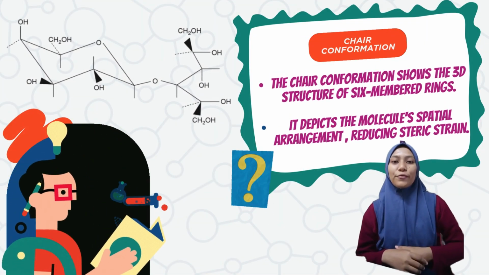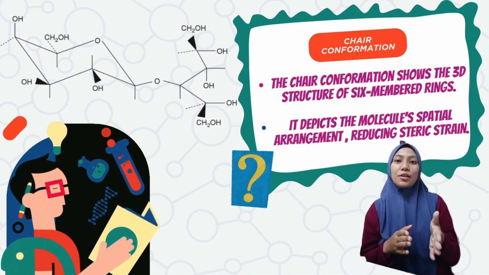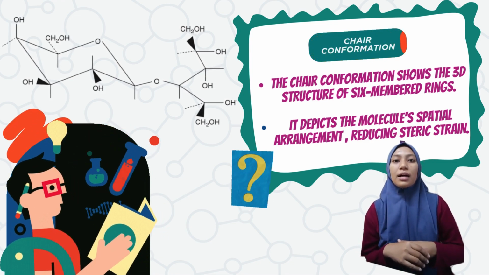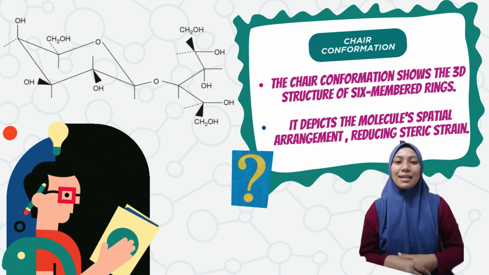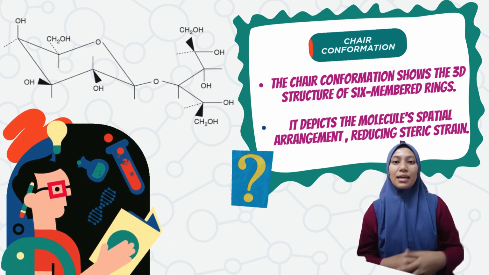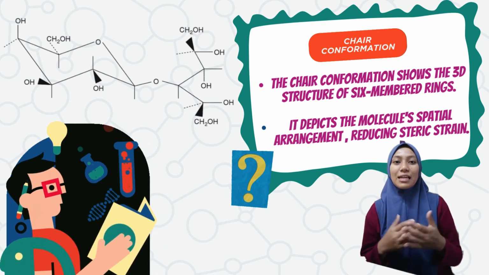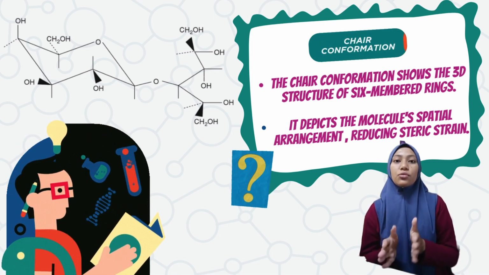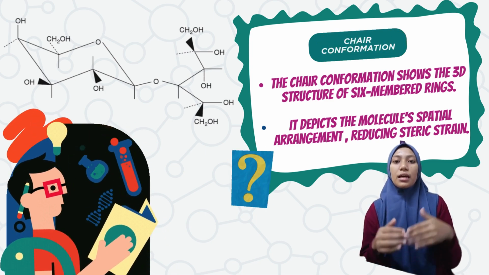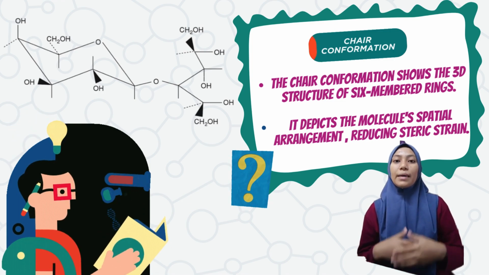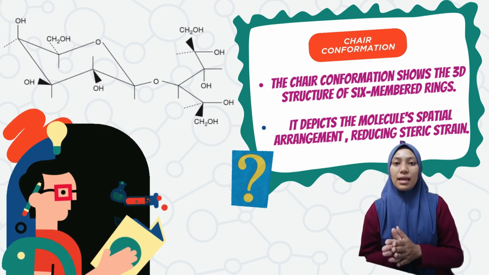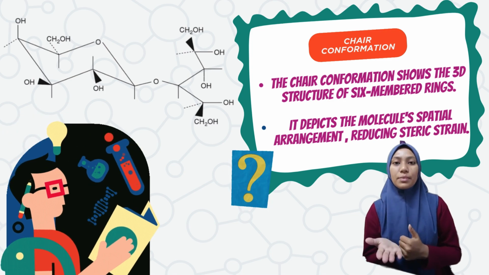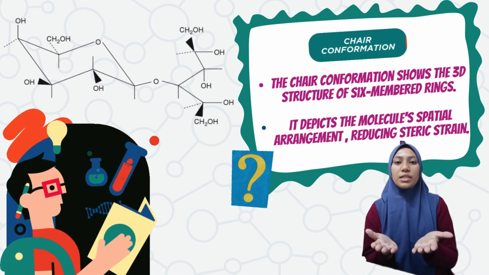Finally, the chair conformation shows how the atoms in a six-membered ring are arranged in 3D space. This specific arrangement helps the molecule avoid steric strain, which occurs when atoms or groups are too close to each other, causing repulsion. By minimizing steric strain, the molecule achieves a more stable and low-energy configuration.